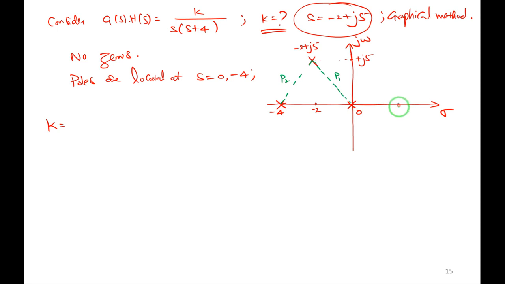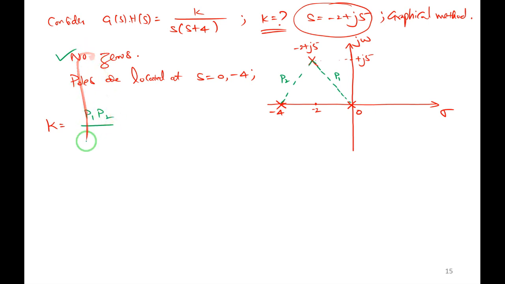Suppose the zero is there. If I join from, suppose let me assume a zero is located here at plus 2, so I can join it. I will call it Z1. But here no zeros are there. No zeros. Poles are located. So product of phasor lengths drawn from open loop poles: P1, P2. So P1 into P2.